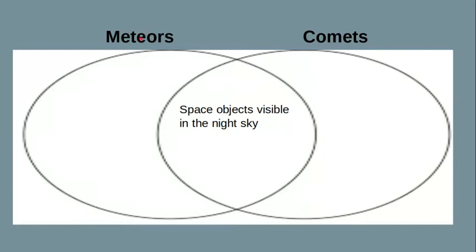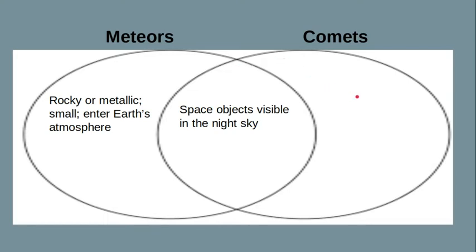And so what are meteors? They are rocky or metallic objects. They're small usually, and they can enter Earth's atmosphere. Again, this is very unlikely because of our thick atmosphere, but they can enter. And a comet is frozen gas, dust, and ice, and they orbit the sun.